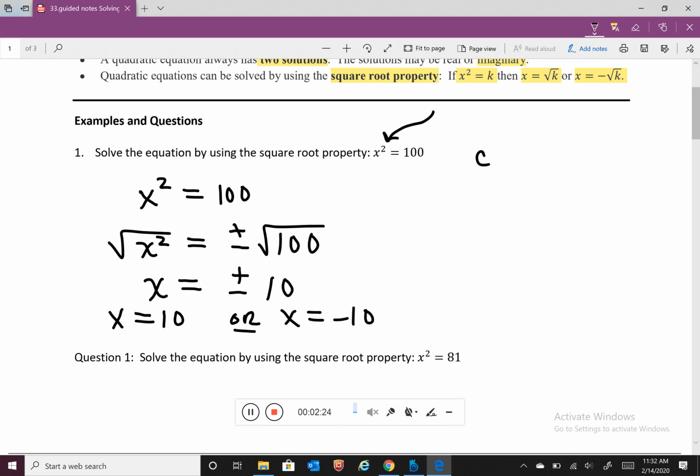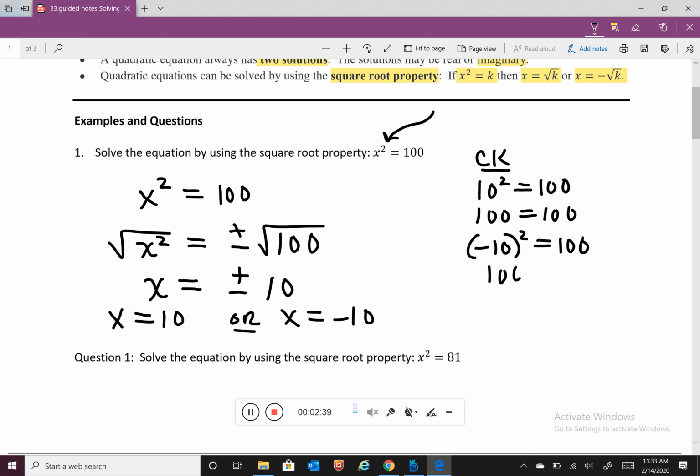And doing real nice quick checks for this, 10 squared is equal to 100, but notice negative 10 squared is also equal to 100. So both of these solutions check.